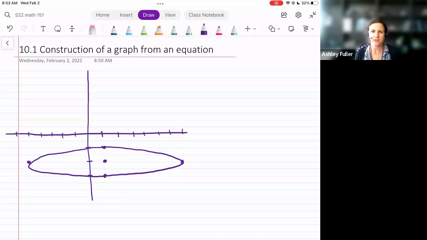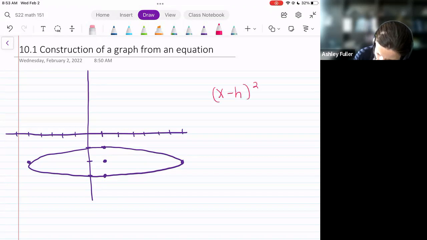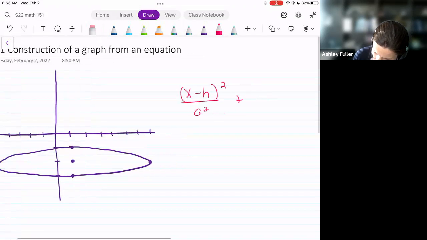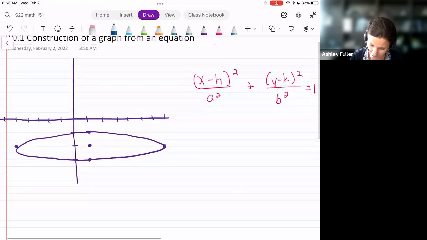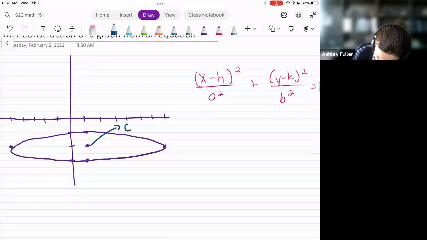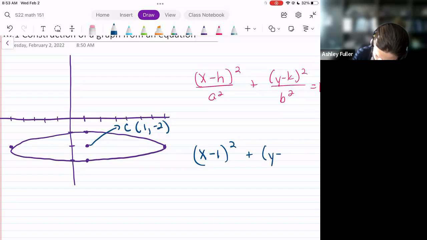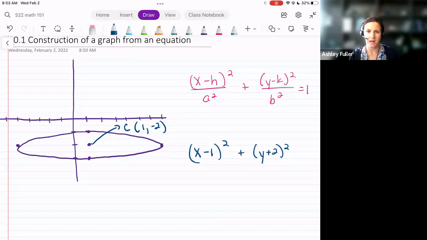If you're given a graph, you need to be able to construct the standard form of the equation of an ellipse from that graph. Remember, our goal is to get it in the (x minus h) squared over a squared plus (y minus k) squared over b squared equals 1 form. Those h and k come from the center of the ellipse. This center is located at (1, -2). From there, we know that this is going to become (x minus 1) squared plus (y minus -2), which becomes plus 2, squared. Now we need to know our major and minor axes.